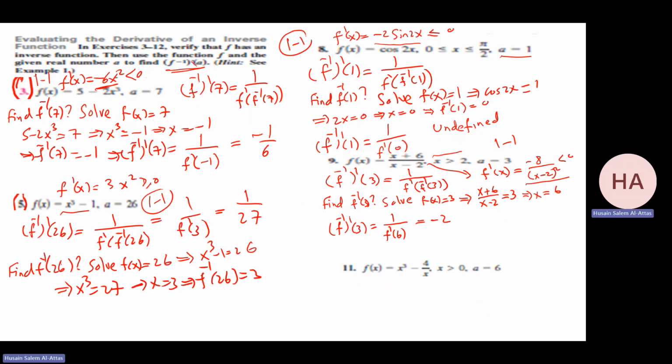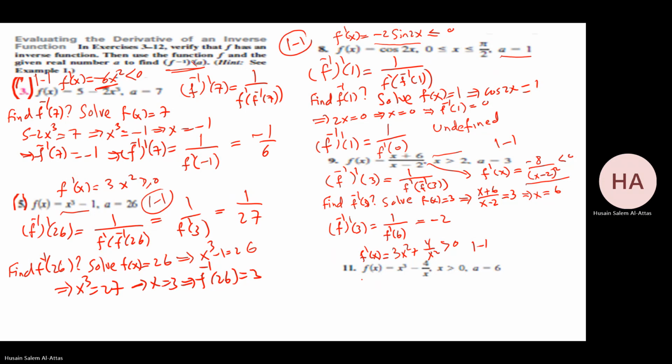Okay. Now let me do this one. What will be f prime? F prime of x is 3x squared plus 4 over x squared, which is always positive. So increasing, so it's 1-to-1.